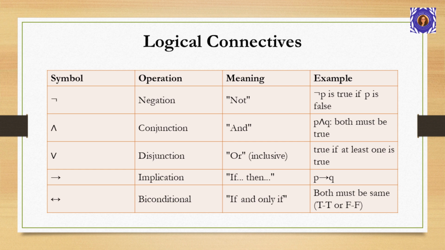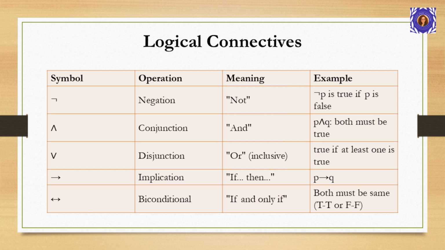Then we have conjunction. This is like saying "and". For example, "I like reading and writing". It's a conjunction of 2 propositions. Then we have disjunction. This is like saying "or". For example, "I like reading or writing" is a disjunction of 2 propositions.